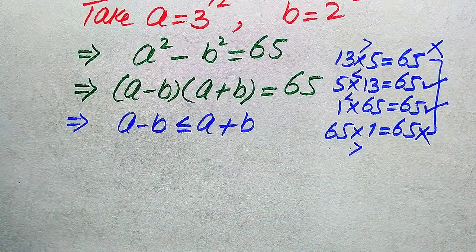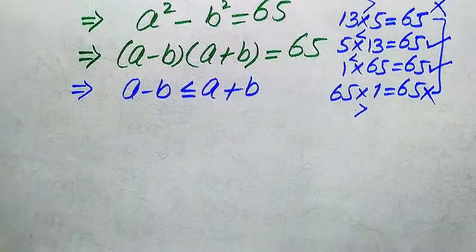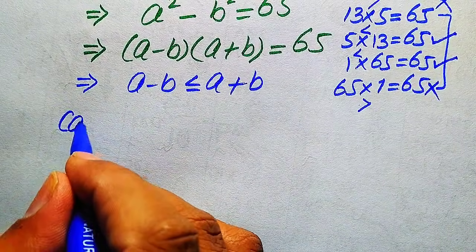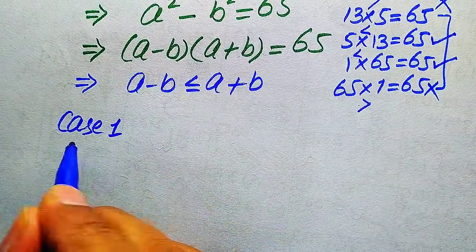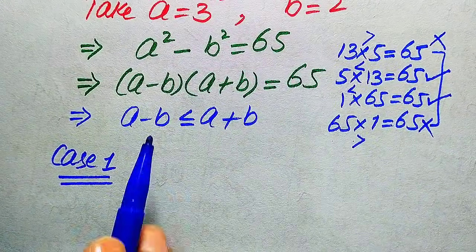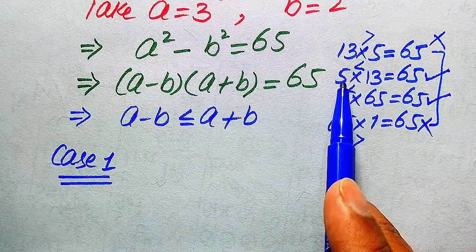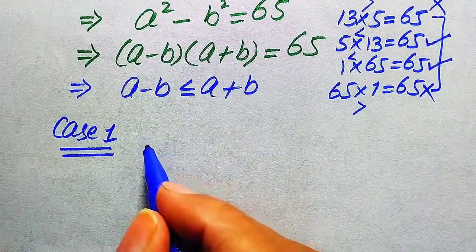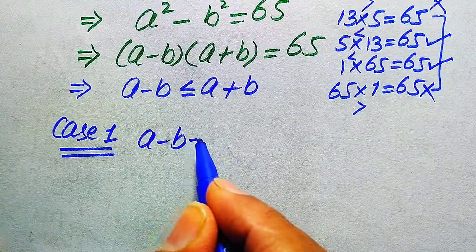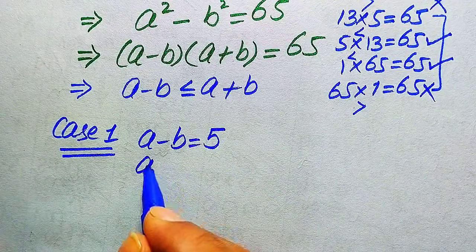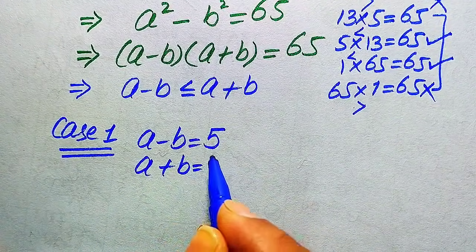So here we convert our given question into these two cases. So here in this side we will write our first case, and in the first case we compare these two factors with 5 and 13, and we get here a minus b is equal to 5 and a plus b is equal to 13.